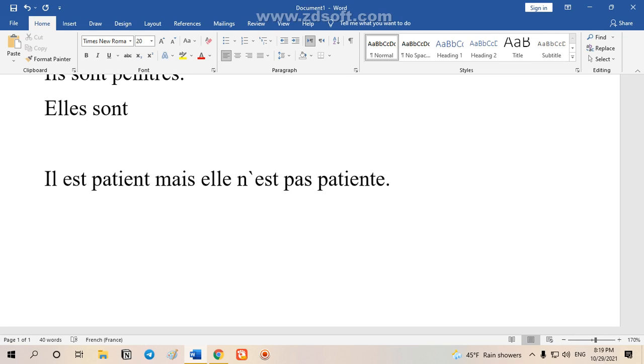Because by combining the affirmative and negative forms of the verb, when you know the conjugation and you know how to make it negative, you can make pretty sentences. Il est patient, mais elle n'est pas patiente.